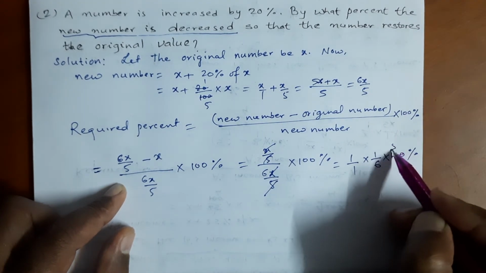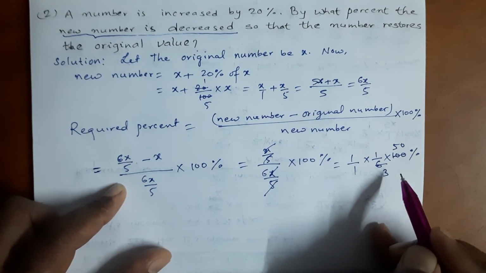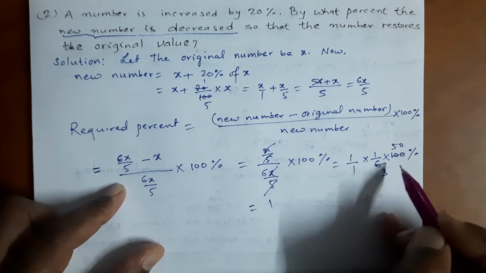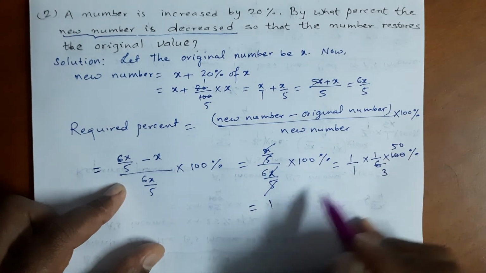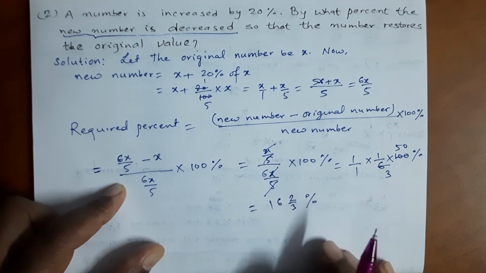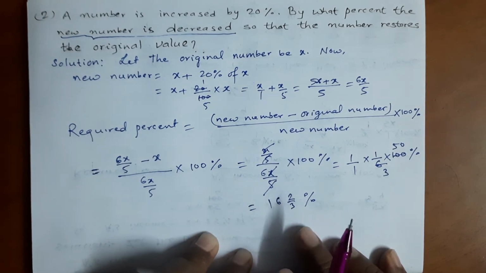Now 2 5 is 10, 0 here, 2 3 is 6, and when you divide 50 by 3, then 3 1s are 3, remainder will be 2, 3 6 are 18, remainder will be 2 over 3%. So the new number should be decreased by 16 2 over 3%.